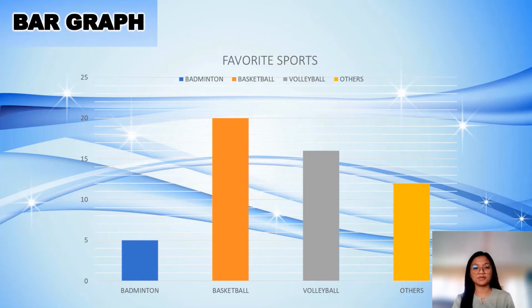Here's an example of the favorite sports that is organized in a bar graph. As you can see, at the left side, we have the frequencies, and at the bottom part of our graph are the categories. Basketball has the highest frequency, then we have volleyball, others, then badminton.